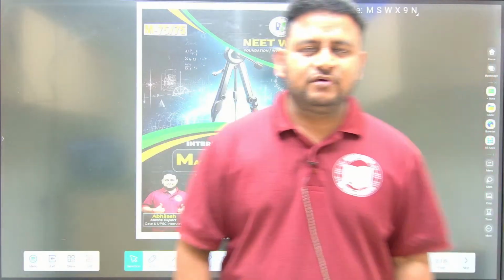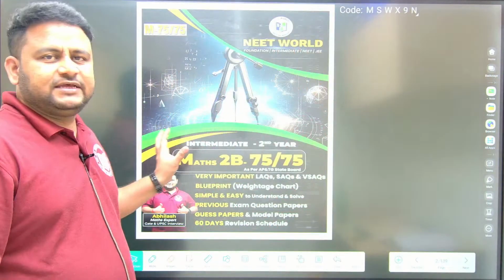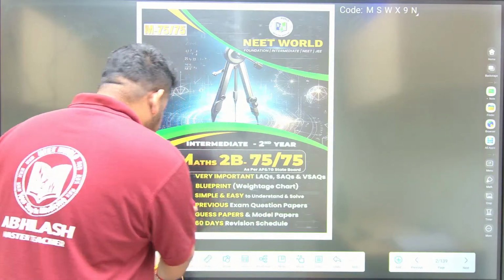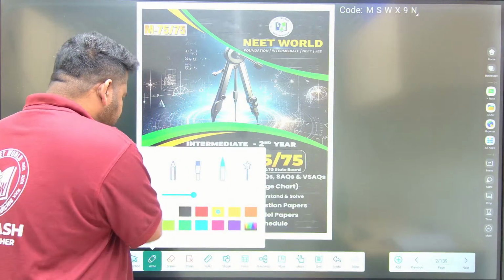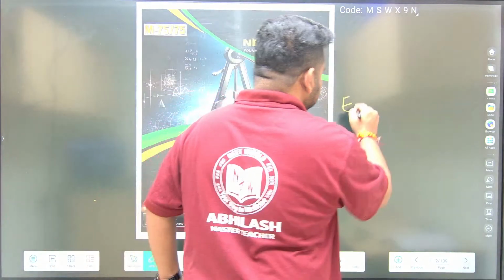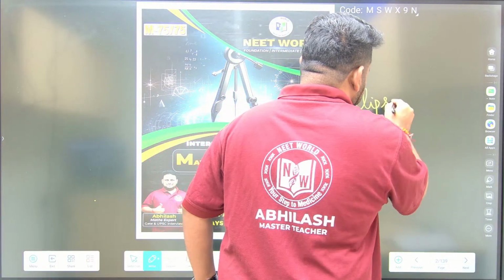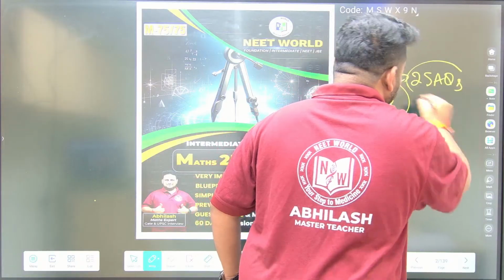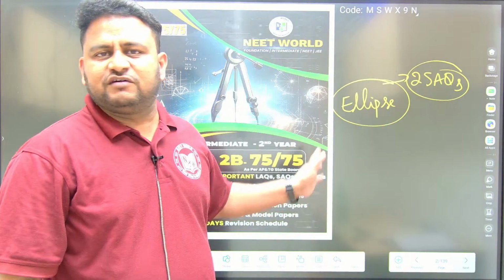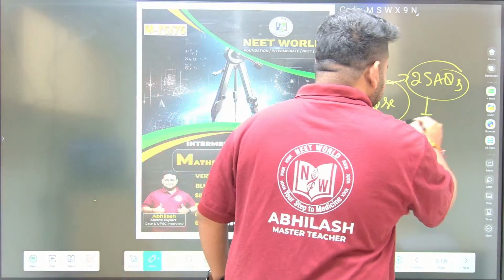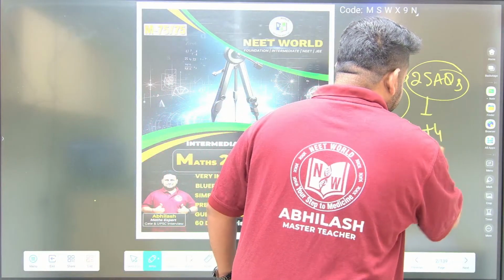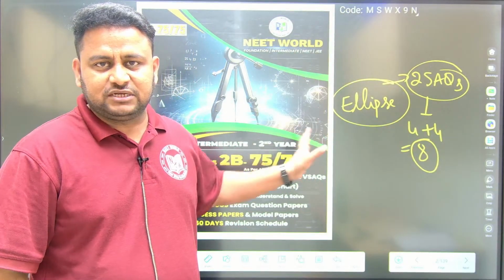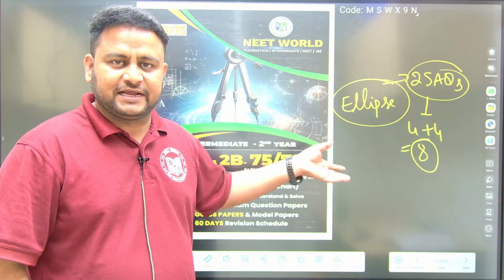So now we'll be discussing Maths 2B, that is the chapter of Ellipse SAQs. When I talk about the chapter of Ellipse, from here you will be getting 2 SAQs, friends, each worth 4 marks. That means 4 plus 4, you will be getting 8 marks from this chapter in the section of SAQs, that is short answer questions.